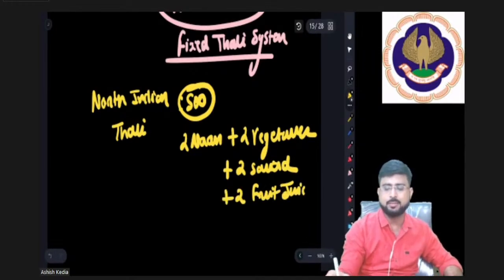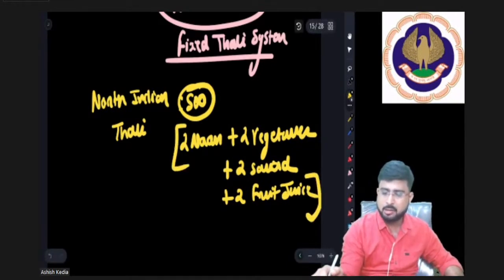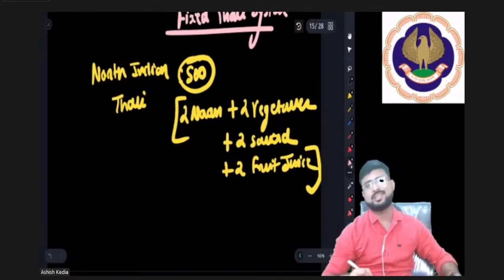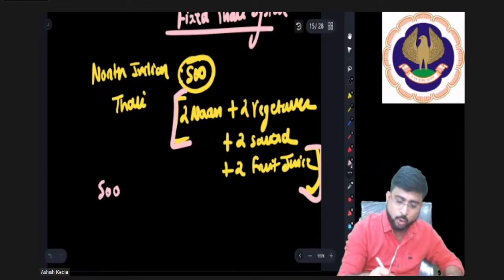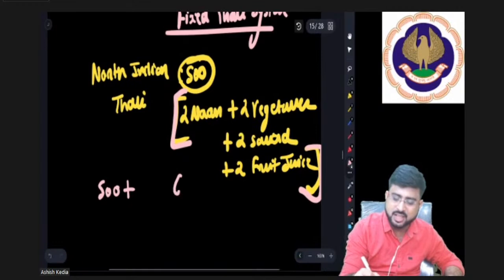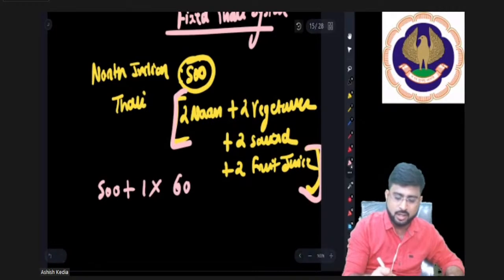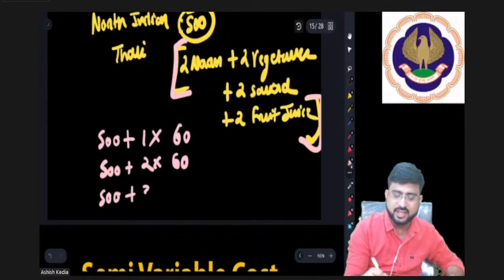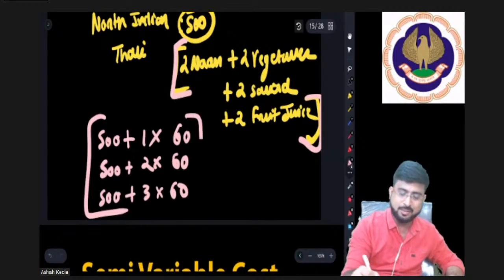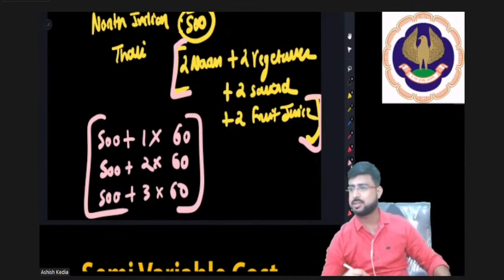Now pay attention, everybody. Suppose this is 500, but then I need one more naan. But 500 is fixed for this one. So beyond this 500, if I want more naan, for every naan, let's say they are charging me 60 rupees or 70 rupees. So let's say one naan is 60 extra. If I buy 2 naans, then in addition to 500, I'll have to pay 2 into 60 extra. 3 naans extra, 3 into 60 extra. That, my dear friends, is another example of semi-variable cost.